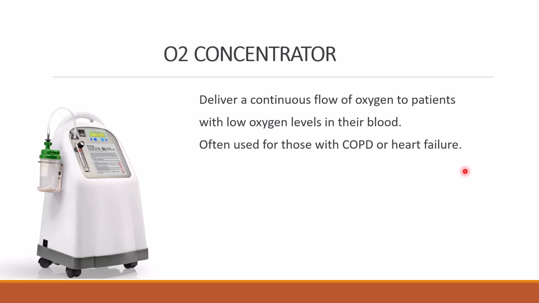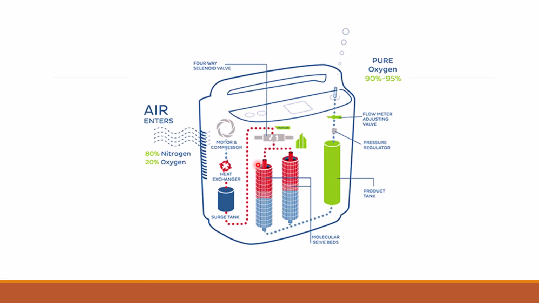Here we have the flow rate, which we can control through this flow meter, and after that the output oxygen goes to the humidifier, and from the humidifier we bind it to a nasal cannula or a face mask. The working principle of this device is like this. This device has a compressor inside it.